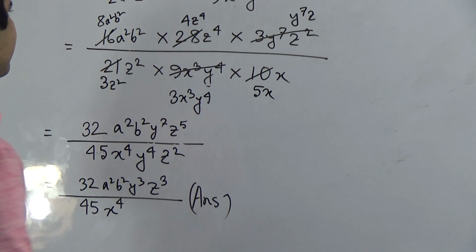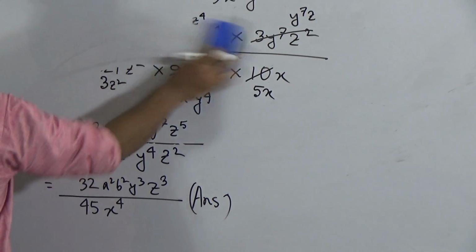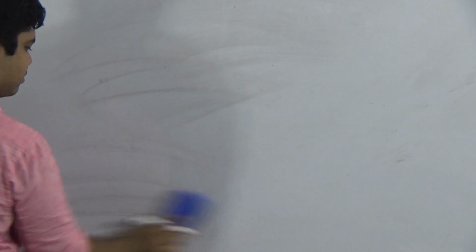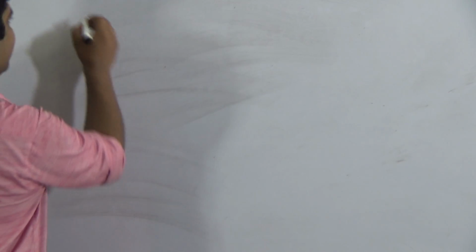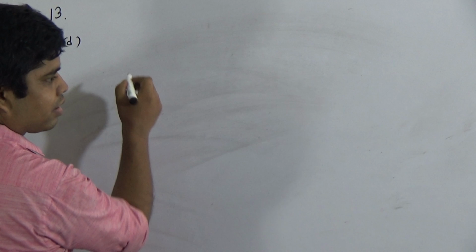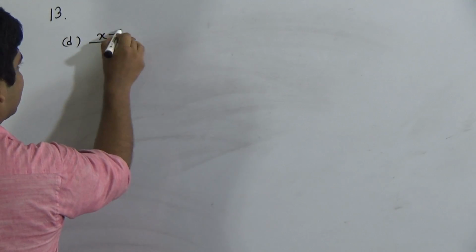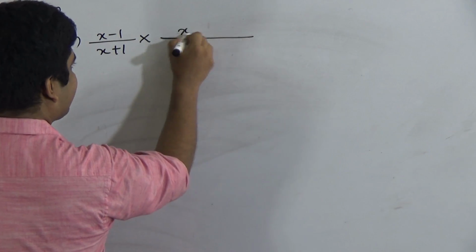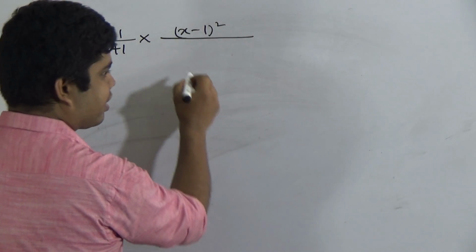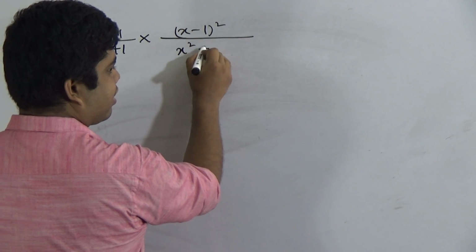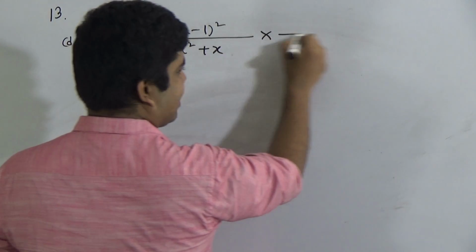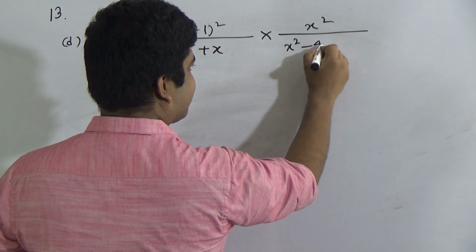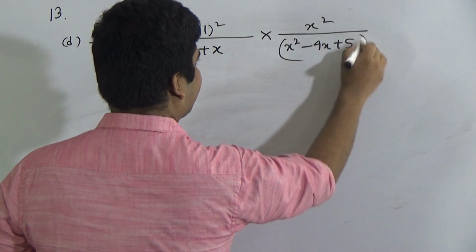Next we shall solve question number D. Question number D is x minus 1 divided by x plus 1, multiply by x minus 1 whole square divided by x square plus x, multiply by x square divided by x square minus 4x plus 5.